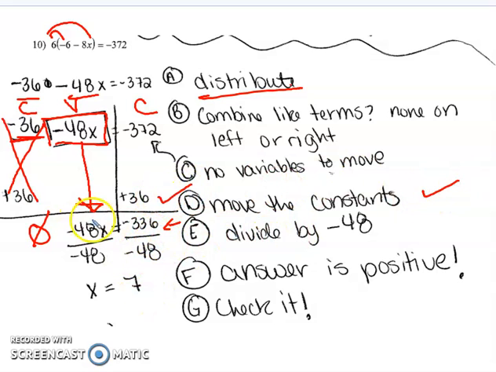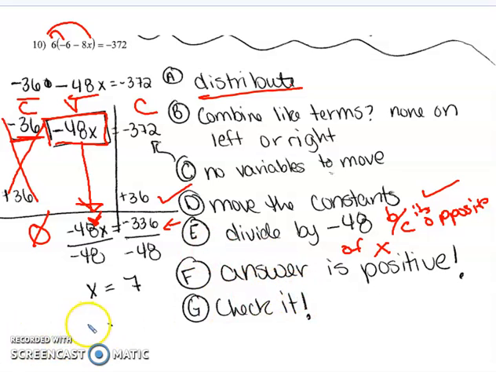Then I'm going to divide by what's right here. I'm dividing because it's the opposite of times, right? This is a times between here.